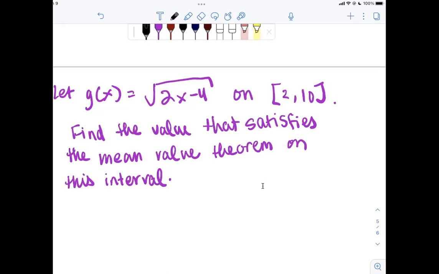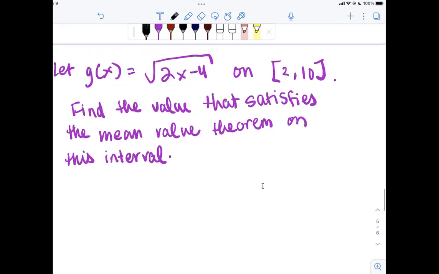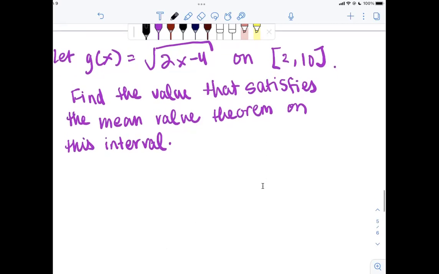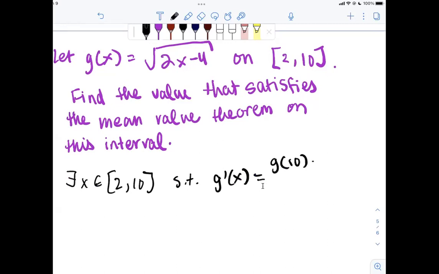All right, so let's go over this. So we first need to find what value we're looking for. So the mean value theorem tells us that there exists some x in this interval from 2 to 10 so that g prime of x equals g of 10 minus g of 2 over 10 minus 2. So we need to figure out what this value is.